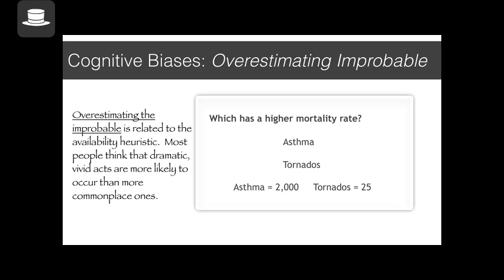Overestimating the improbable, sorry, is related to the availability heuristic. Most people think that dramatic, vivid acts are more likely to occur than the commonplace ones.